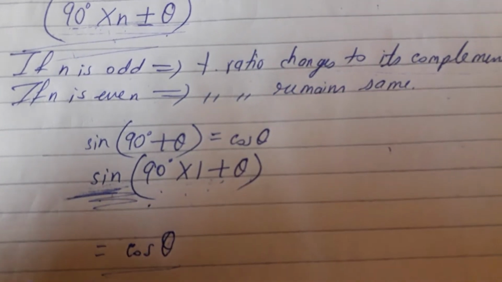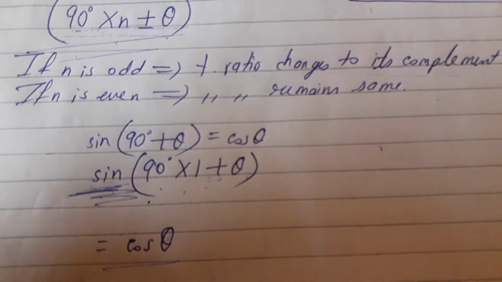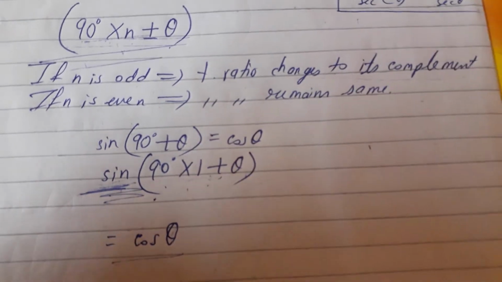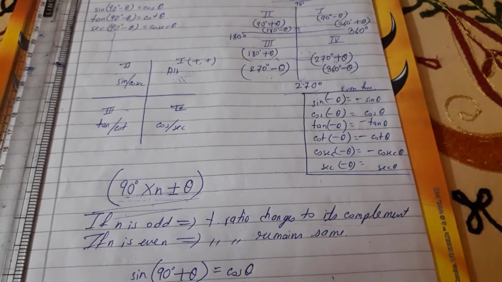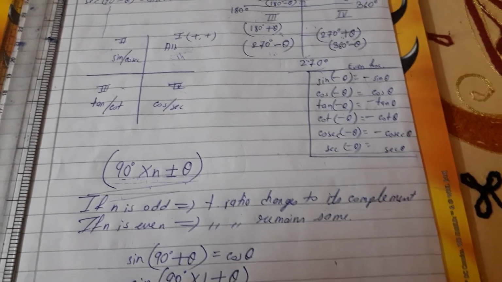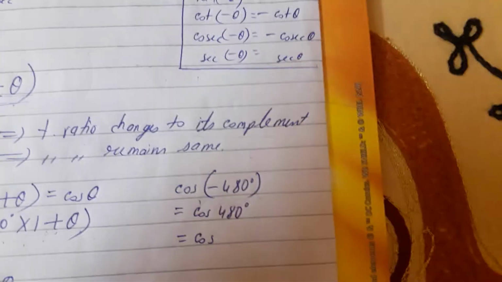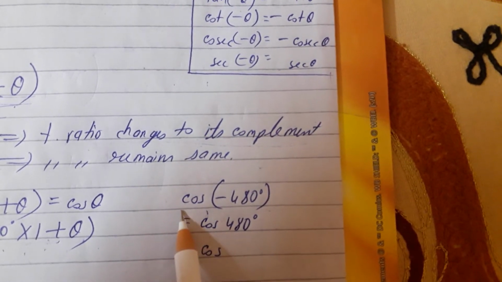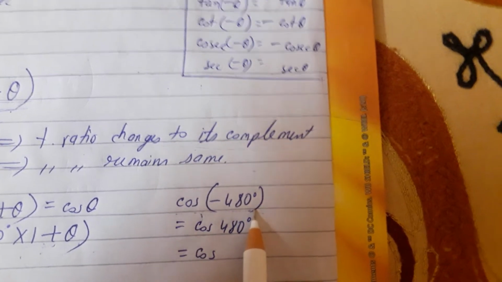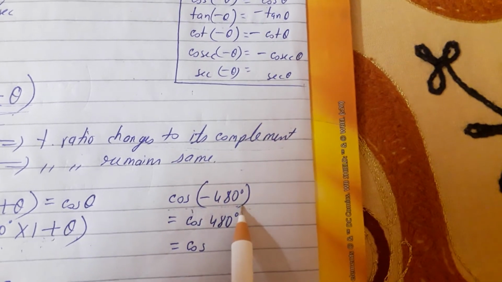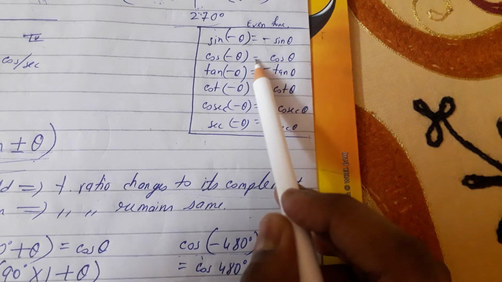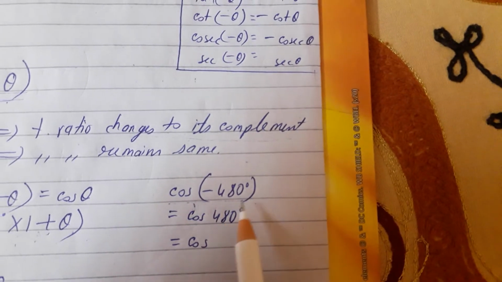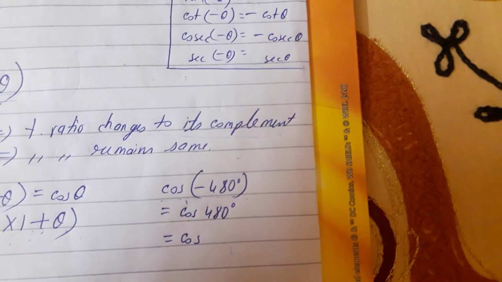This is one small example. Let's see another example, then it will be very clear to you. Only you have to keep all these concepts in your mind, then you have to apply the technique. Now see, another example is given, that is cos minus 480 degree. You have to find the value of cos minus 480 degree. I have already told you here that cos minus theta equals cos theta, so cos minus 480 degree will be equal to cos 480 degree.